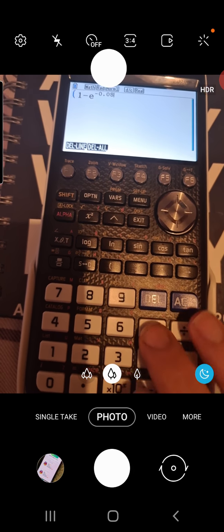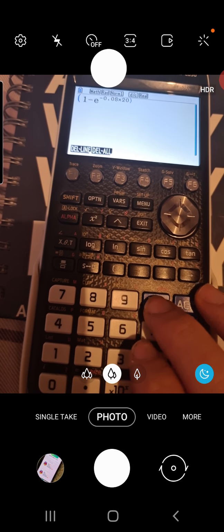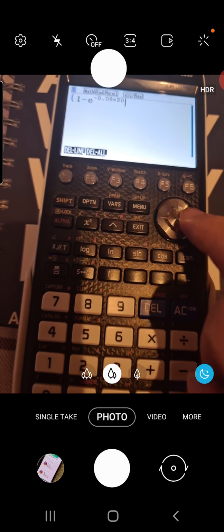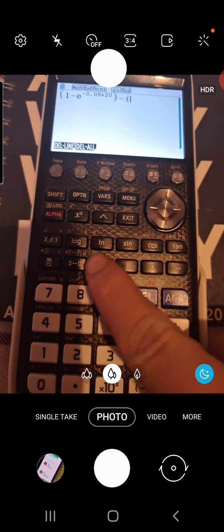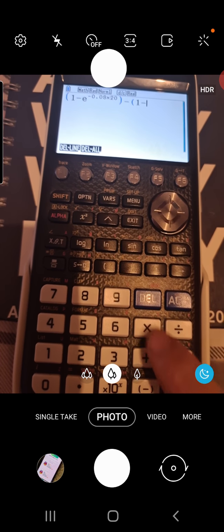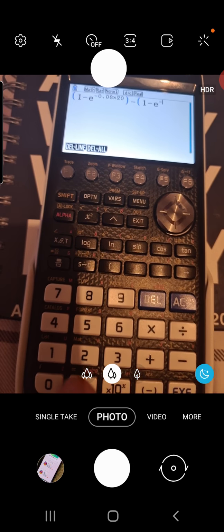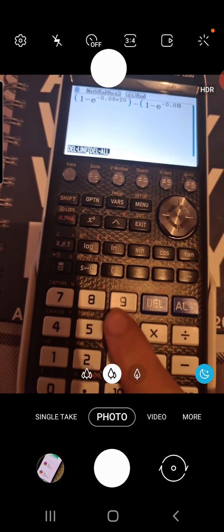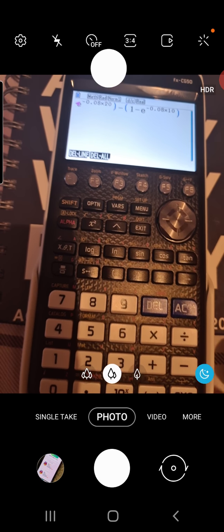0.08 times 20. Now, if I put the bracket there, it's going to say syntax error, so be warned, scroll across, then bracket. You could work out these probabilities separately, and that's completely fine, and then do the subtraction later. And again, I'm going to have to scroll across to complete that.